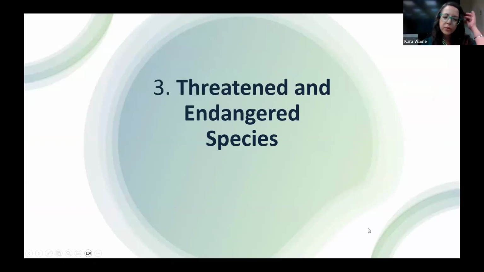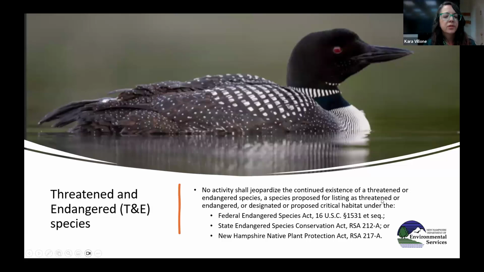All right, so we're going to jump into threatened and endangered species. We're going to use similar tools to evaluate these. Threatened and endangered species are protected under several different laws: the Federal Endangered Species Act, the State Endangered Species Conservation Act, and the New Hampshire Native Plant Protection Act, which state no activity shall jeopardize the continued existence of a threatened or endangered species, a species proposed for listing as threatened or endangered, or designated or proposed critical habitat under those laws.